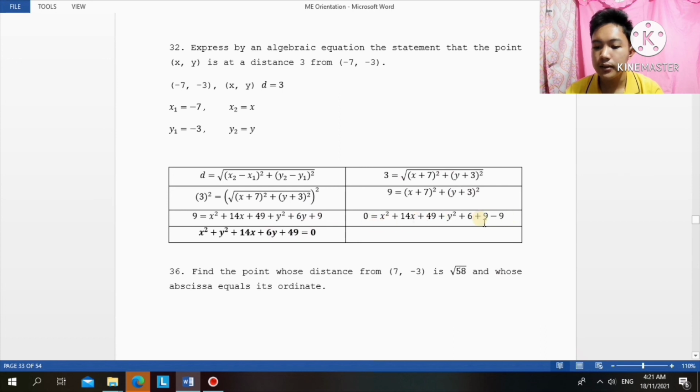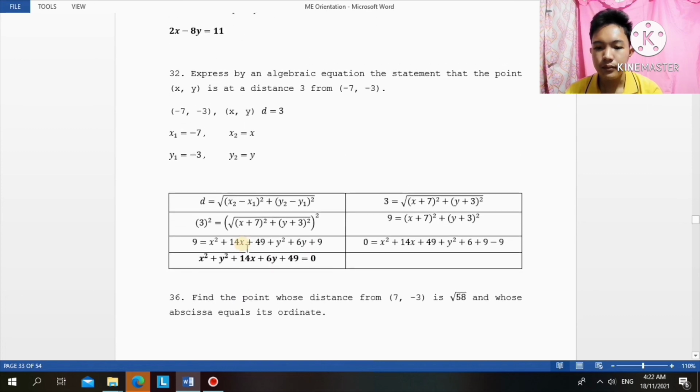So combine like terms, then transpose positive 9 from the left to the right, it will become negative 9. So x squared plus 14x plus 49 plus y squared plus 6y plus 9 minus 9. So 9 minus 9 will become 0. So x squared plus y squared plus 14x plus 6y plus 49 is the answer. So that is the algebraic equation of the statement.